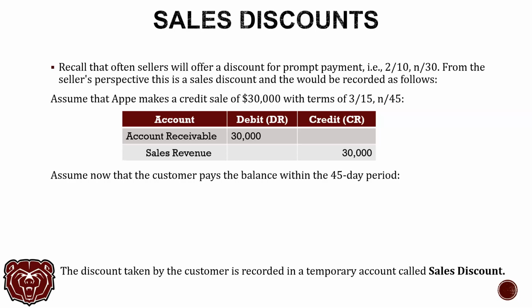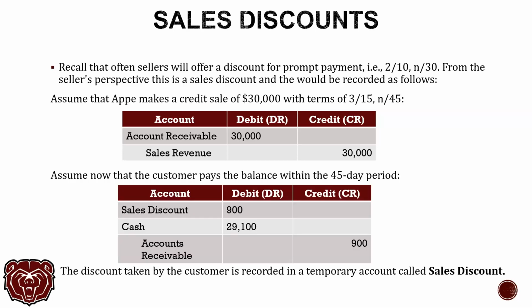Now let's assume that the customer pays within the 45-day period, okay? Excuse me, this should be within the 15-day period, okay? So the sales discount is going to be for 3% of the cost. So you can take 30,000 times 0.03, and that gives you $900. So you're going to record the sales discount at $900. The actual amount of the cash that you're getting is $29,100. That was the minimum amount of cash that the customer had to give you.